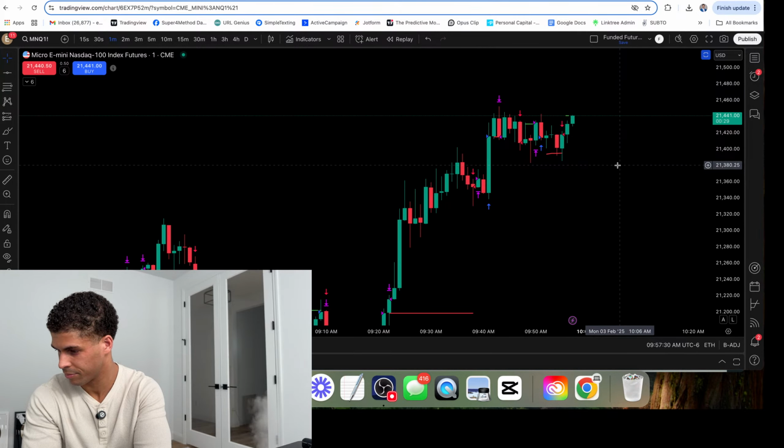I changed it in Trader's Post, and I changed it on TradingView. I did not change it in Trade of 8, and so it ended up closing out 4 of those contracts instead of all 6. So that sucks. What's new?